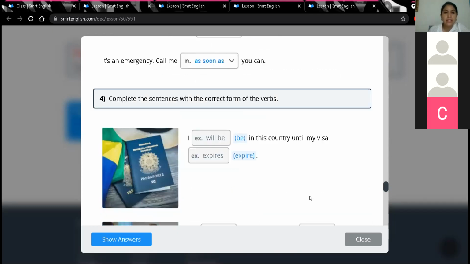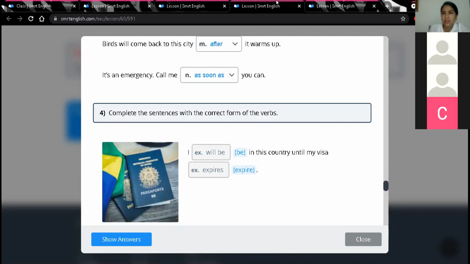Now it says, complete the sentences with the correct form of the verbs. By the way, just to mention, probably you already know it, another way of saying as soon as is saying it like this. You can write it, you can type it, and it's exactly the same. As soon as possible. ASAP, as it is written. ASAP, as soon as possible.